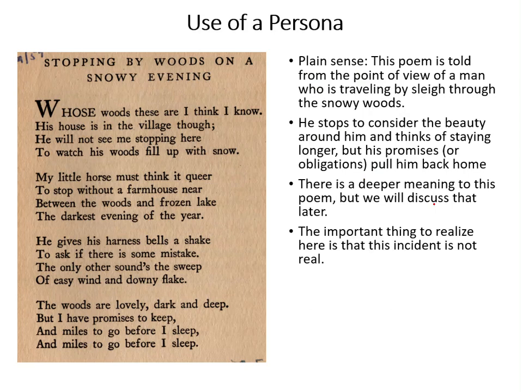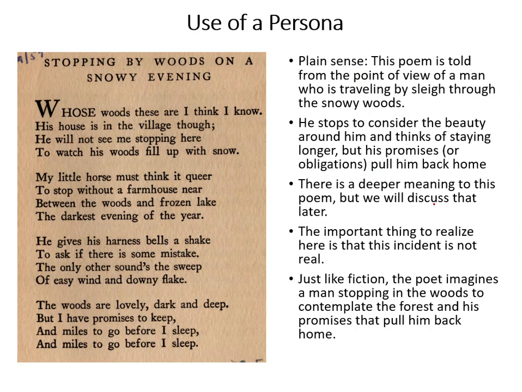The important thing here is to realize this is not real. This is not something that happened to Robert Frost. He's taking on the persona of a man stopping in the woods, and he's thinking about what that man's experience would be like, contemplating the forest and contemplating his promises back home. The poet speaks to us using this man's voice. So he's using I, but again, that's a persona. The person isn't named, whoever this imaginary person is. But again, not the poet. Hopefully, that's a little bit more clear with this example.